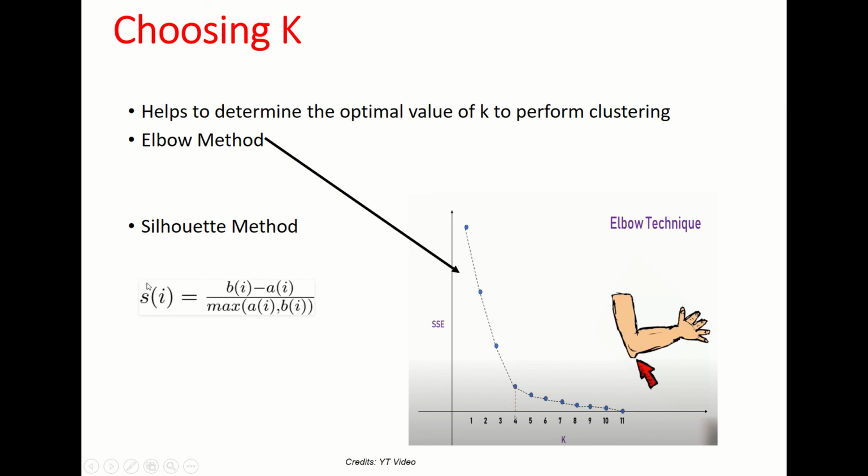If you are using the silhouette method, this is the formula which you have to follow. You can choose the k based on any of these methods.